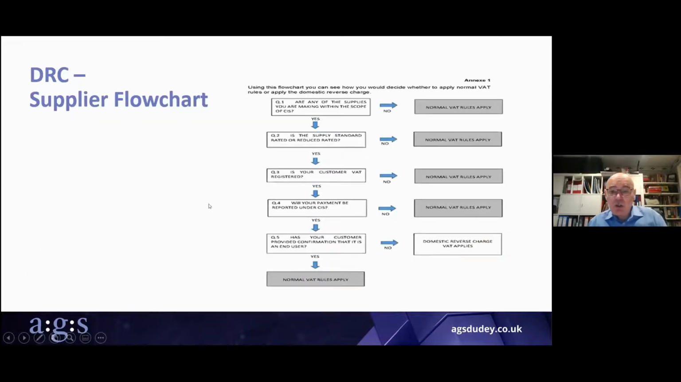There are some useful flowcharts being put in by HMRC. One is there for the supplier, with yes, no answers, telling you whether normal VAT applies or when you get to the domestic reverse charge. I won't always say this about HMRC items, but that is a good flowchart. It will answer most cases. It won't deal with the difficult ones, but it will answer most cases. And I'd recommend you keep that and use it.